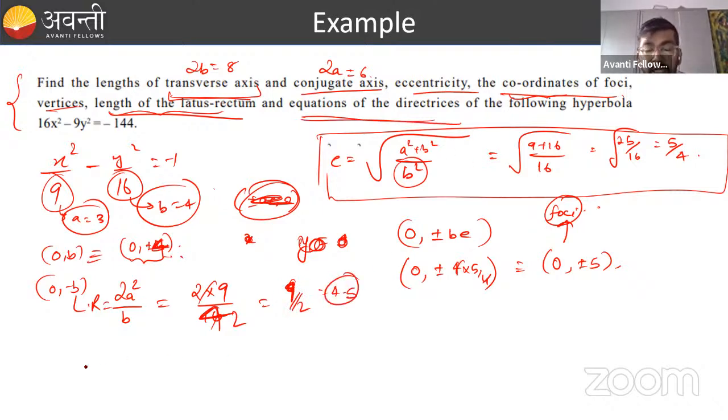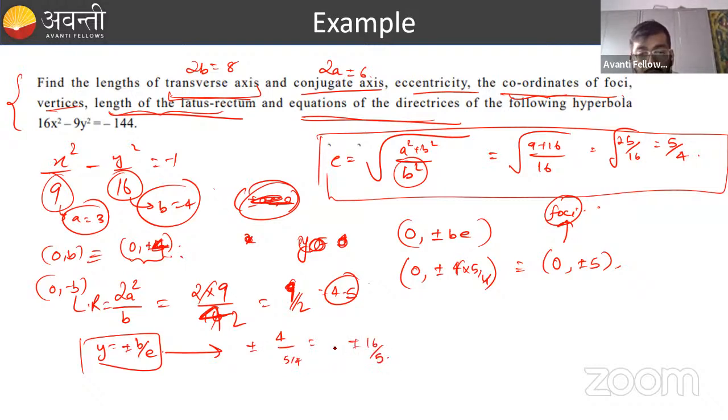Now the equation of the directrices. In the normal hyperbola it was x equals plus minus a by e. Now it is y equals plus minus b by e. So what will be the equation of the directrix? Plus minus, what is the value of b? b is 4 upon, what is the value of e? e is 5 by 4. So this becomes plus minus 16 by 5. So y equals plus minus 16 by 5 is the equation of the directrices.